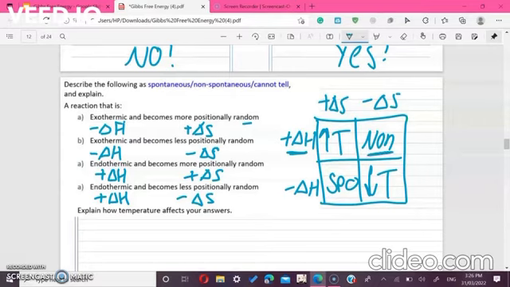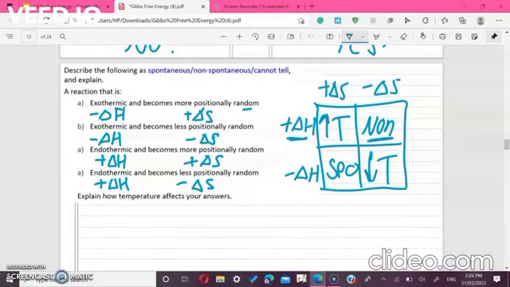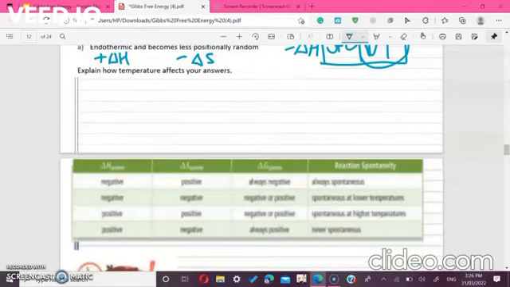Now explain how temperature affects your answer. Temperature affects my answer at the second question and the third question. When both values are negative, the reaction will be spontaneous at lower temperatures, whereas when both values are positive, the reaction will be spontaneous at high temperatures. And we're done with this question.